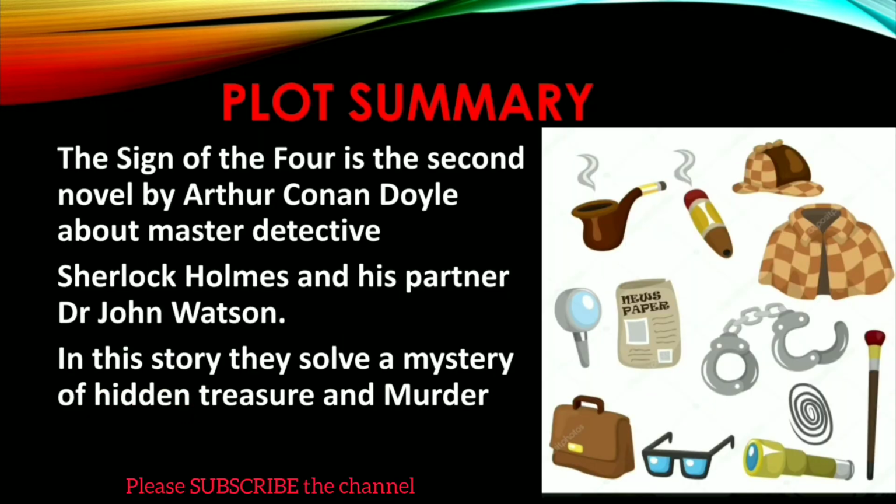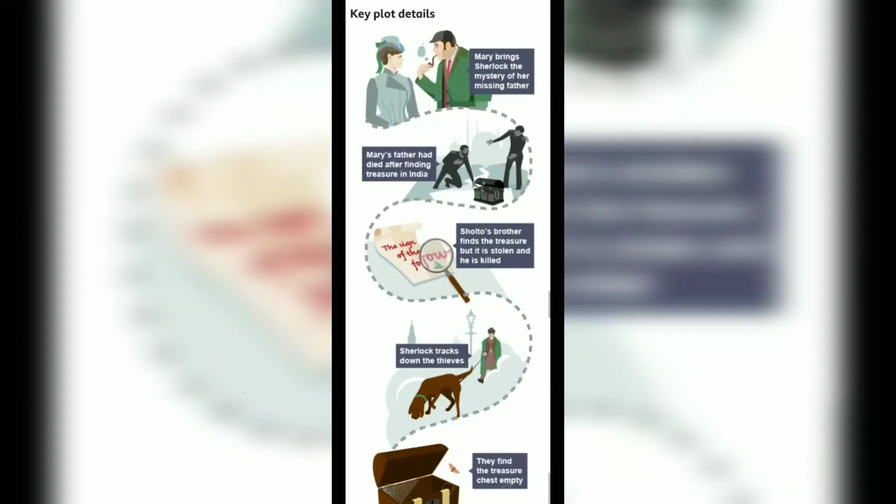So let's see the plot summary of the novel. The Sign of Four is the second novel by Arthur Conan Doyle about master detective Sherlock Holmes. You must have heard the name of Sherlock Holmes many a times before. Now let's discuss the key plot details. As we have already seen the summary of the novel in the earlier video, I am giving you the link of the previous video in this description box.